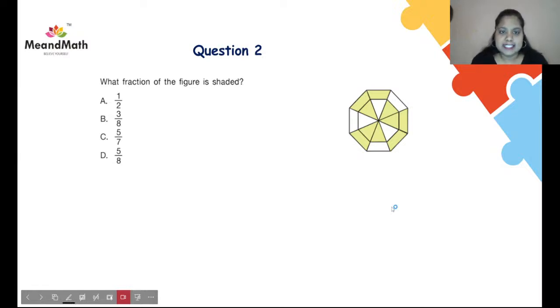Alright, so this is question 2. What fraction of the figure is shaded?